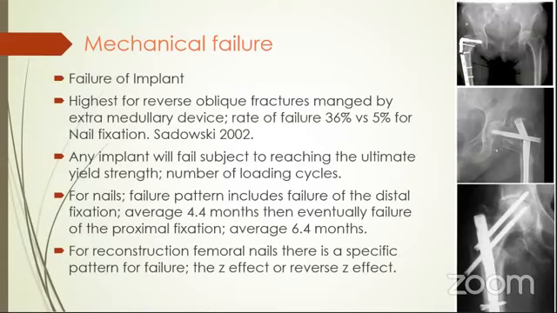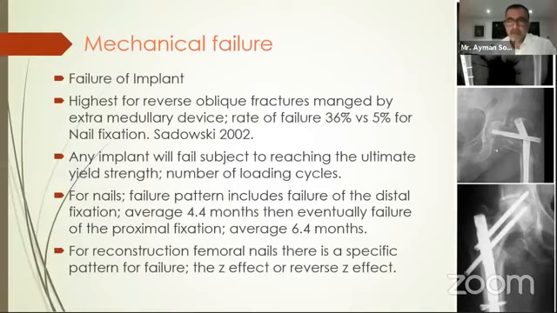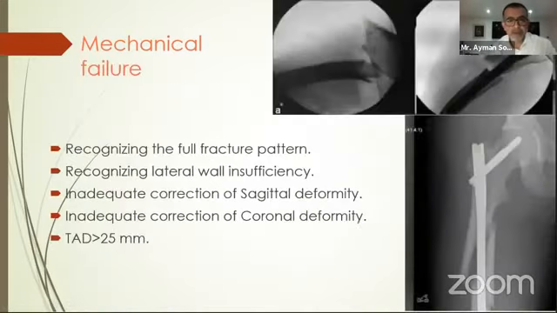There is a particular failure pattern with nails. Always, if you've done an intramedullary nail, look for your distal fixation, because normally the distal fixation would fail before the proximal fixation. They sort of auto-dynamize themselves, so bear that in mind. I don't particularly like the reconstruction nails, just because they have a method of failure named after themselves. And when I hear that these nails have got a particular method of failure, that doesn't fill me with confidence. What they call the Z effect, or the reverse Z, with one screw moving in and one screw moving out.